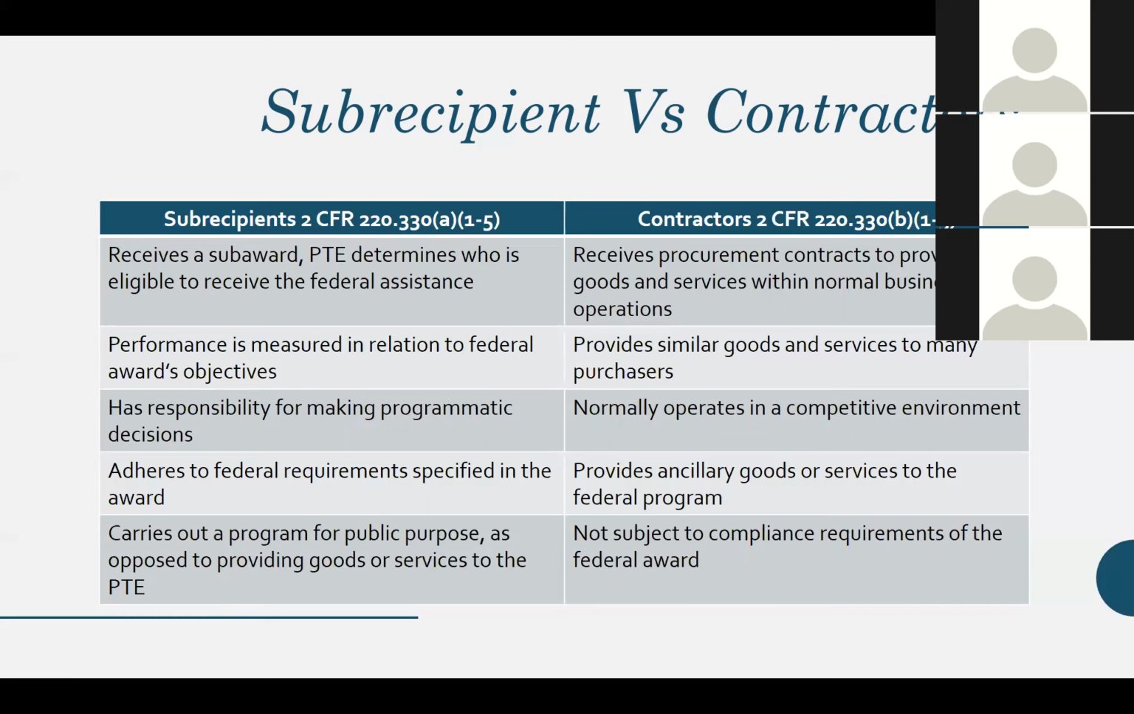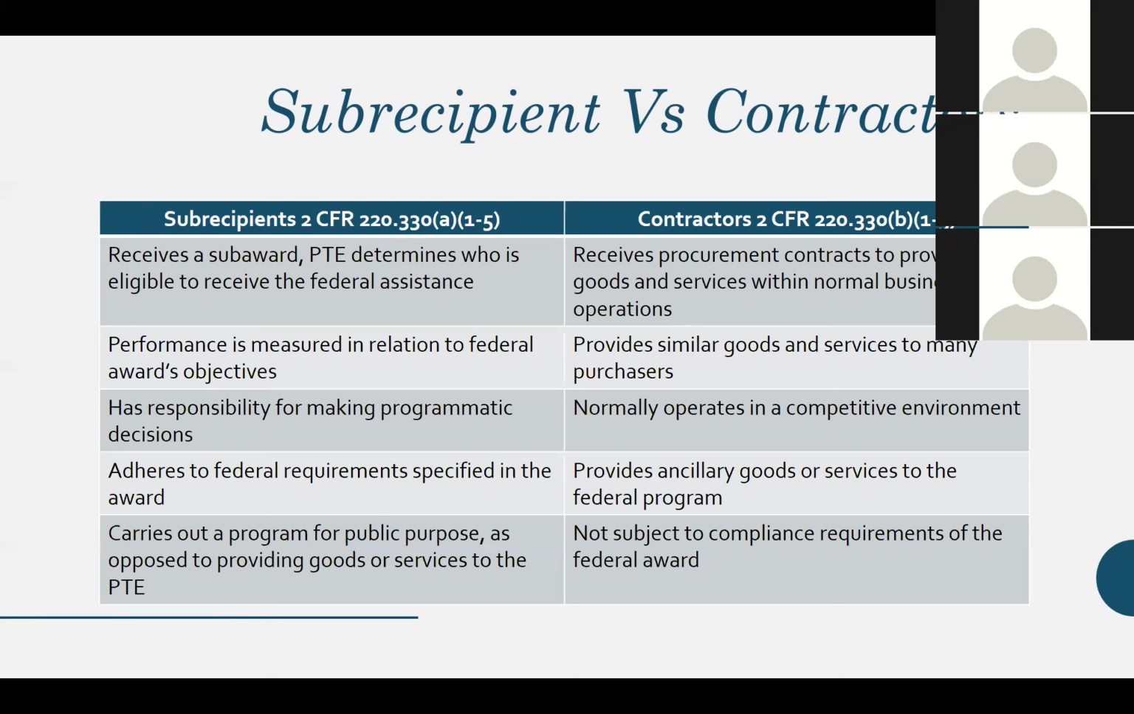So a subrecipient relationship is someone who receives a subaward. The pass-through entity has to determine whether that entity is eligible to receive the assistance. So that goes back into a lot of the requirements about suspension and debarment, audits, et cetera. The performance is measured in relation to the federal award's objectives. Number 3, I think, is really important. A subrecipient has responsibility for making programmatic decisions.